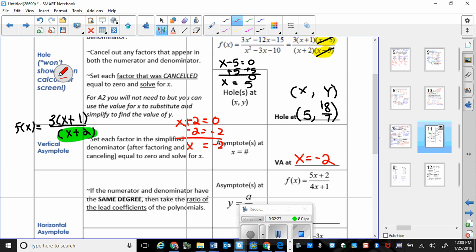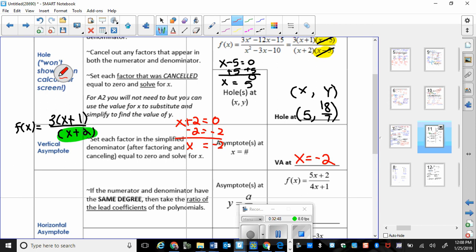Now horizontal asymptotes, how do I gather what those are? We're going to use a new equation to identify horizontal asymptotes, but had I used the last equation, I would find that I have a horizontal asymptote at 3.